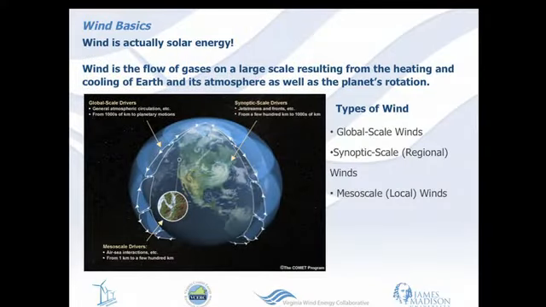Just starting to talk a little bit about wind in general. Wind is actually solar energy, like pretty much all forms of energy on the planet. It inherently comes from the sun, and wind is generated through the heating and cooling of the atmosphere, as well as the actual rotation of the Earth. All those factors create this flow of gases on the large scale, and other factors on the small scale due to those. And we really classify winds in about three different categories: global scale winds, regional winds, and then mesoscale or local wind climates.